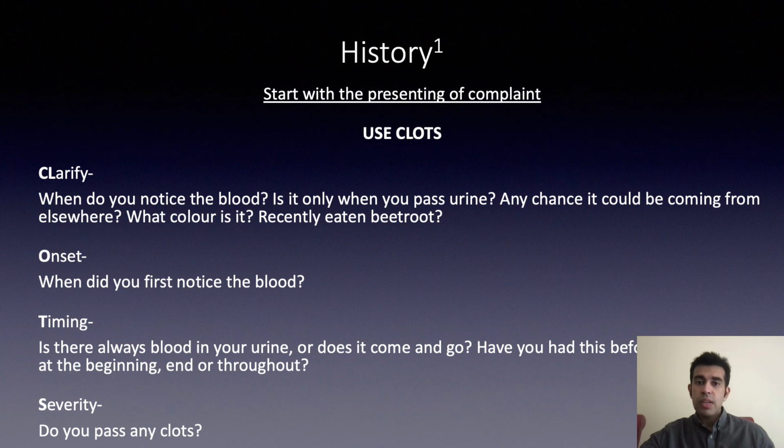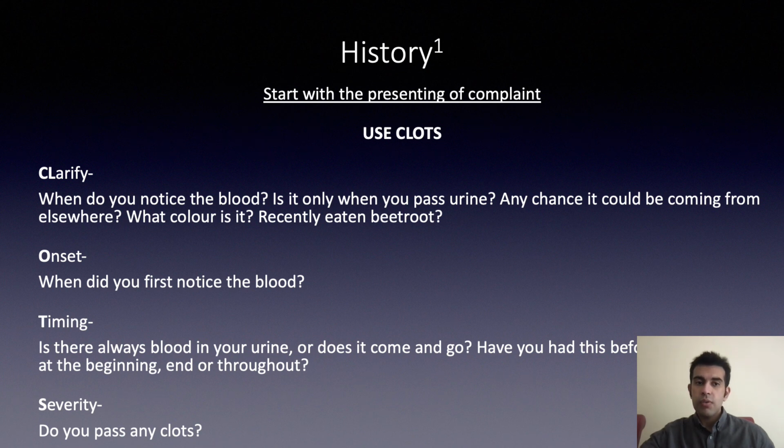So as we mentioned in our AT assessment, you want to get IV access, you might want to take a set of bloods, you might want to catheterize the patient, amongst a whole host of other things. Usually at this point, the junior doctor themselves might be on that role, and it's always a good way to get a history from the patient as well. Personally, in these kind of situations, I like to start off with a presenting complaint, and I have a nice little mnemonic called CLOTS that helps me identify what exactly I'm looking for.